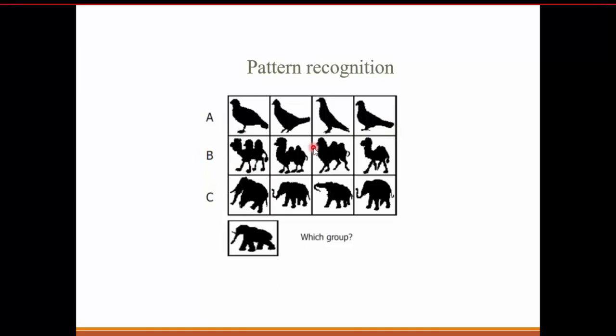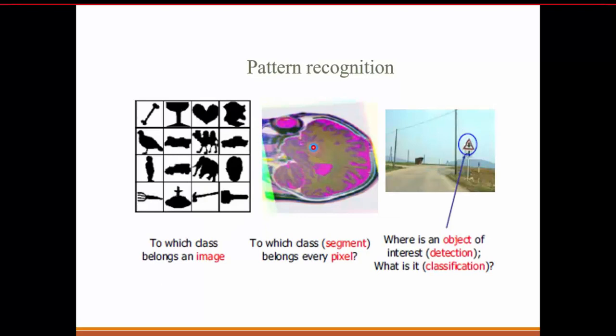Okay, then the very first task, or the most classical task of pattern recognition, is the classification. For instance, here we have a collection of objects, and if we have an external object, we can classify that object into the known classes.